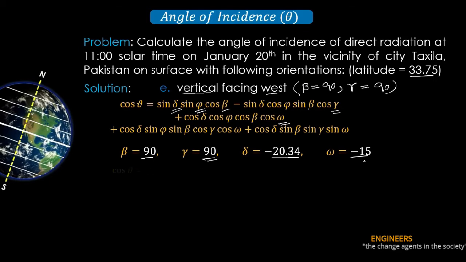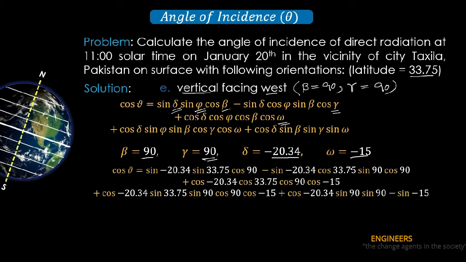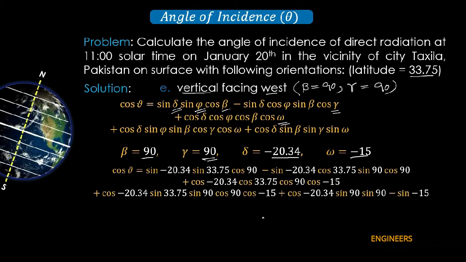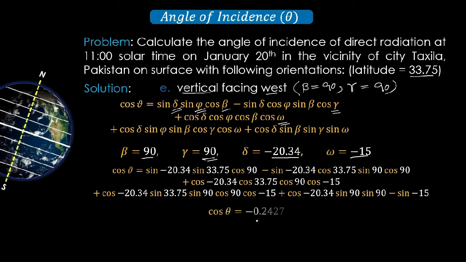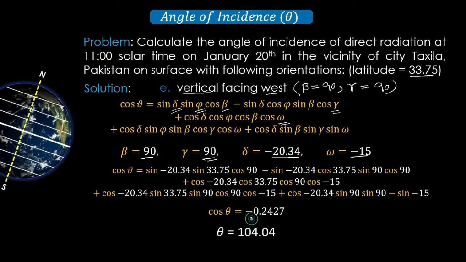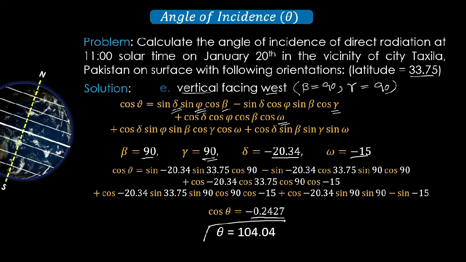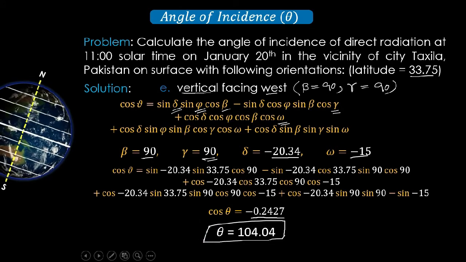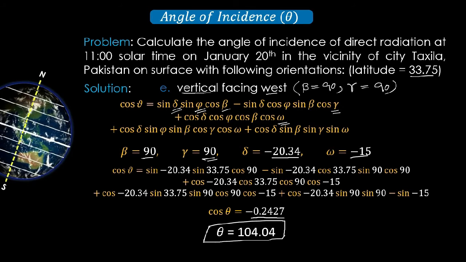Now using these values in the expression, after computing we have the value of cos theta, that is minus 0.2427. So the angle of incidence would be 104.04, and we know that the angle of incidence above 90 degree means the plate is not facing the sun.